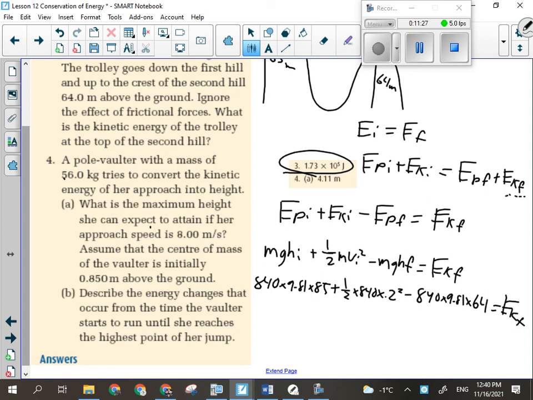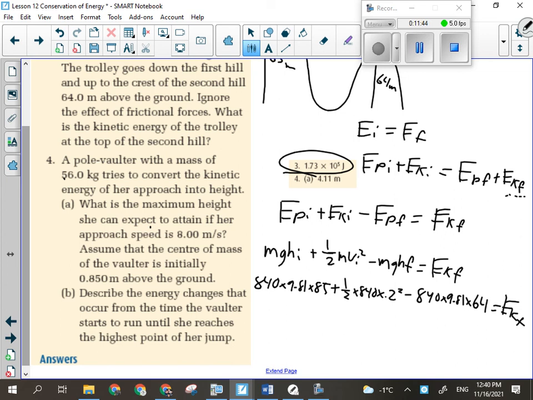Could that question have also asked you to calculate the final speed? Would you have been able to cancel mass then? Yes. Okay. Do you have to? No. All right. Is everyone okay with that one?